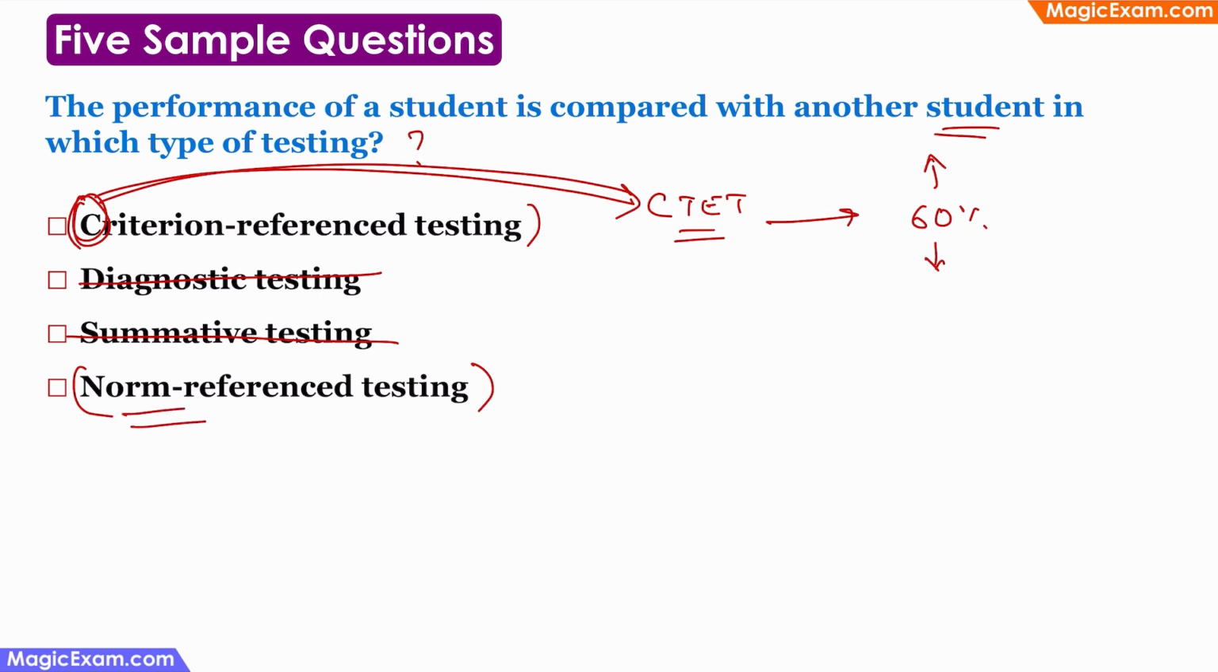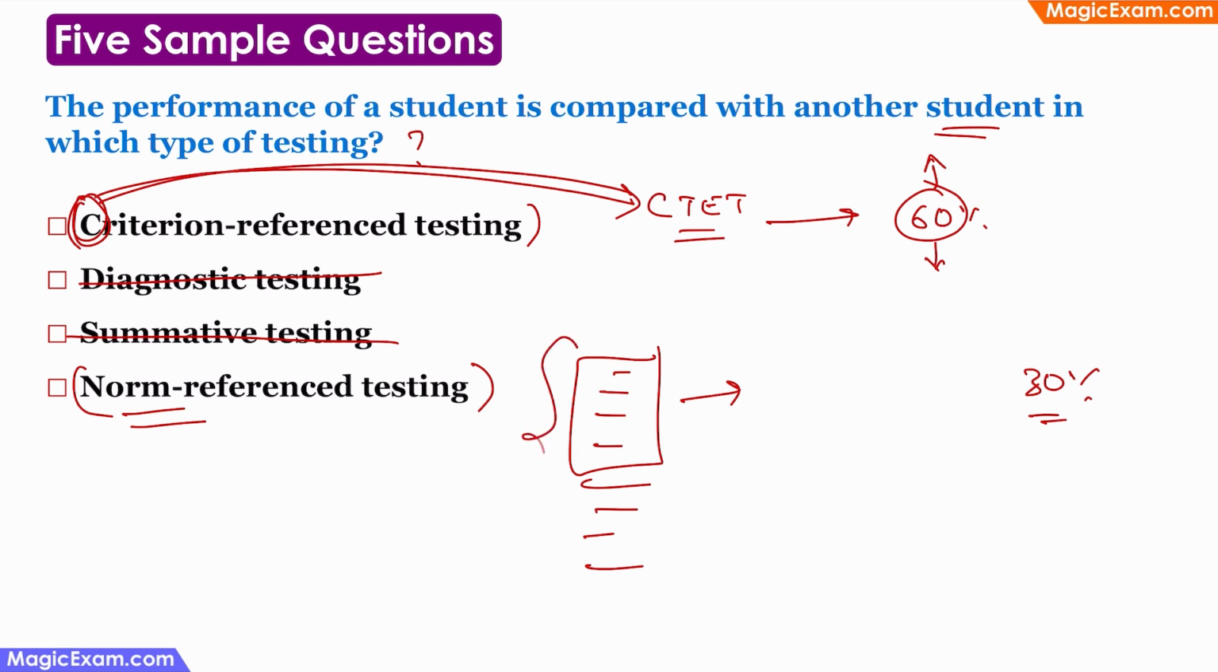Norm reference testing is an exam such as the IIT JEE or any other entrance exam, where you are comparing the students against each other and giving them a rank. It does not matter if the students have scored less than 30%, because if all the students have scored less than 30%, you are just going to give them a rank, and only the top few candidates or the top few students will be chosen for those seats. So here you are not worried about the percentages.